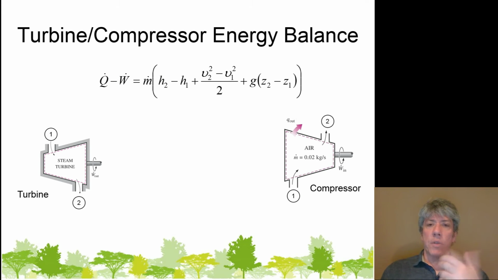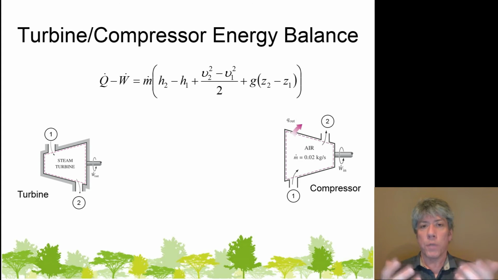What about turbines or compressors? Remember, these are reverses of one another. Well, in these we can't cross off the power term, the work term, the W dot term, because that's part of it, right? If you want a turbine to be useful, you include a shaft for output power. If you want a compressor to do anything, you got to put shaft power into it.